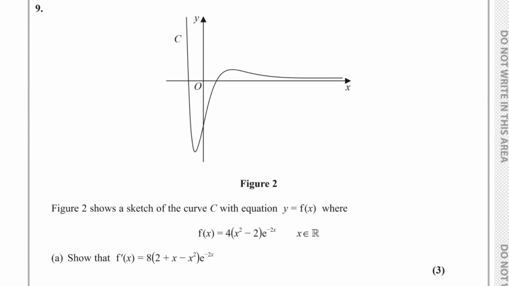Question number 9. We've got figure 2 over here, which shows a sketch of the curve C with equation y equals f of x, and f of x is equal to 4 lots of x squared minus 2 lots of e to the power of minus 2x, where x is a real number. And we have to show that f dash of x is equal to 8 lots of 2 plus x minus x squared lots of e to the minus 2x.